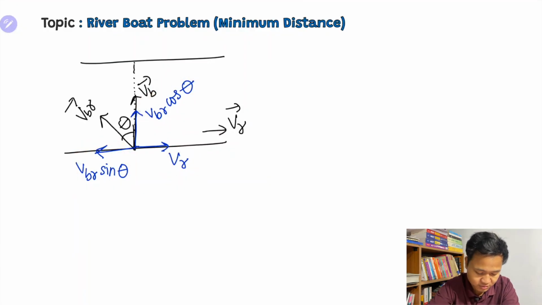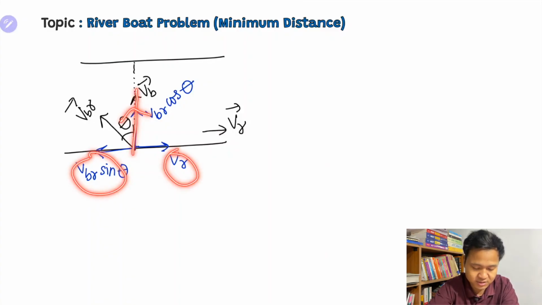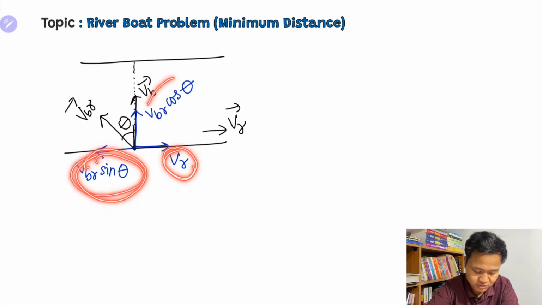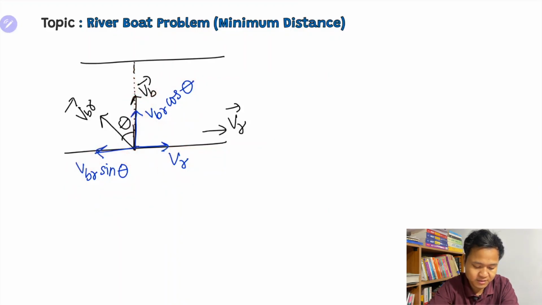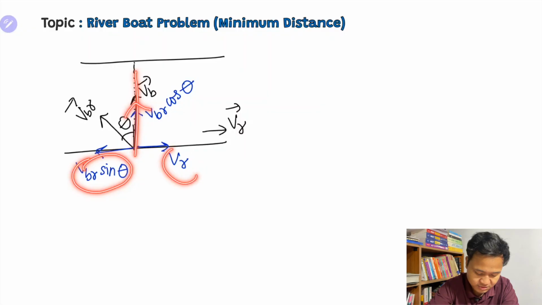If you want the net velocity to be along this side, these two have to get cancelled out. If these two get cancelled out, what is remaining? Only this component is along this side. So we want the resultant to be properly vertical, which is possible only when these two components cancel out, so the remaining is this. So this moves properly vertical.